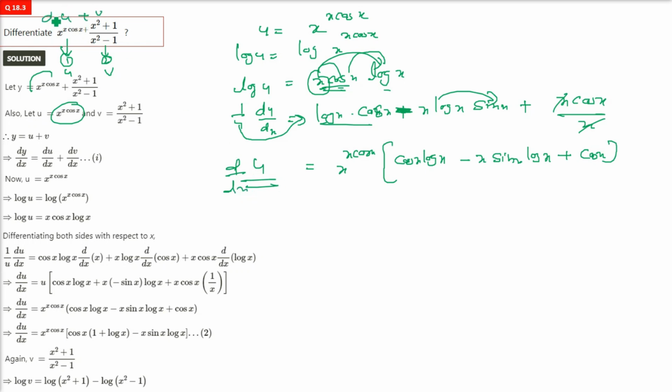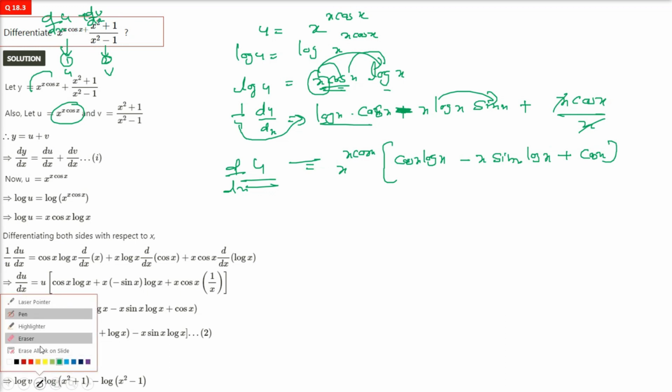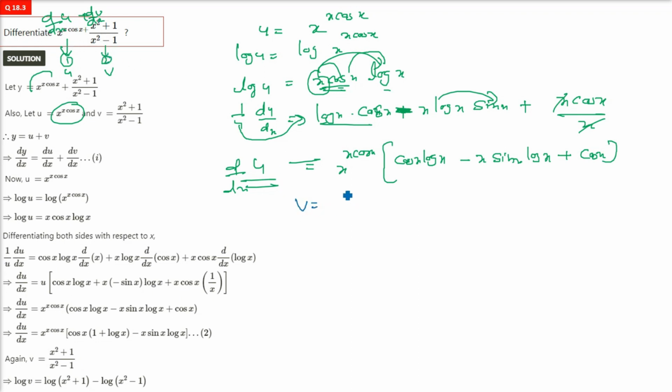Now if you say u plus v, du by dx is already done, dv by dx we are going to find out. The next time we are going to add with the first term. The first differentiation already got. Now we are doing the second part, and you know it already how to do this. We have done in the previous question just now. So v is equal to x square plus 1 by x square minus 1, whole square.